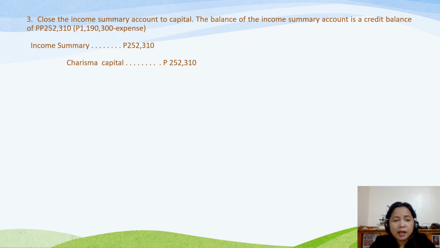So therefore, it increases Charisma Capital. If expenses were higher than income, that is actually represented by a net loss. So in that case, the income summary will have a debit balance. So to close an income summary that represents net loss is to credit income summary and then debit the Charisma capital, because net loss decreases Charisma capital. So in this case, in our beauty parlor, Charisma Beauty Parlor, that was a net income. So to close income summary with a net income, debit income summary, and credit Charisma capital.